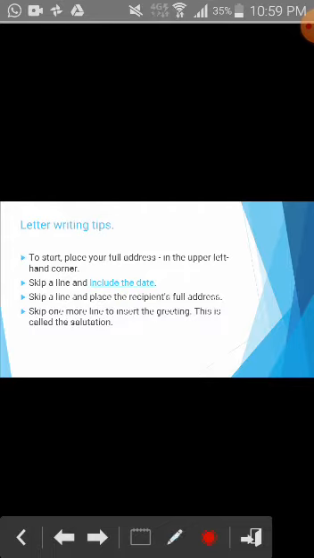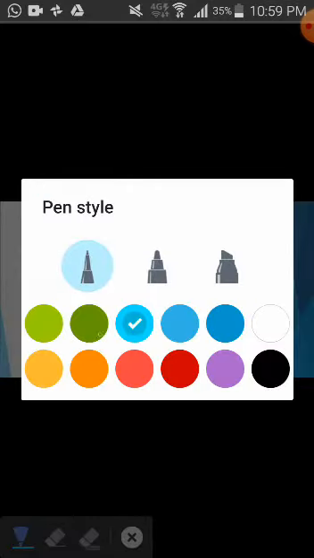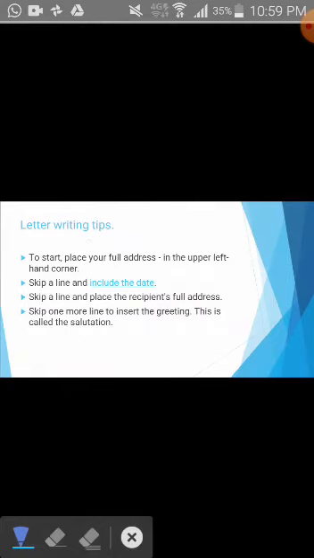Now here in your final examinations normally letters to editors come. Here I am giving you a few tips regarding letter writing. Right, to start, place your full address in the upper left hand corner. Suppose there is a page in front of you. This is your page. On the left corner, this is the left corner, what will you write? Your own full address.